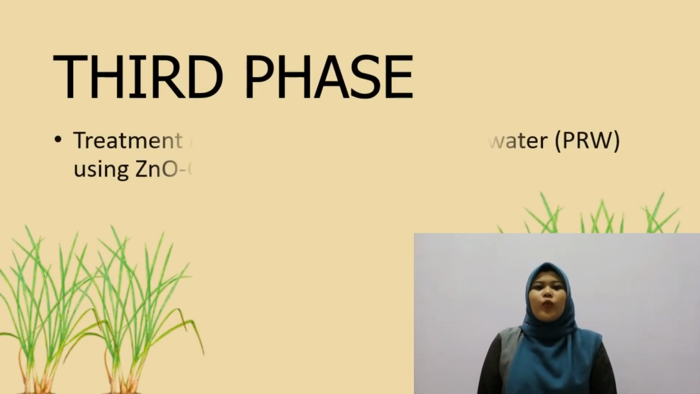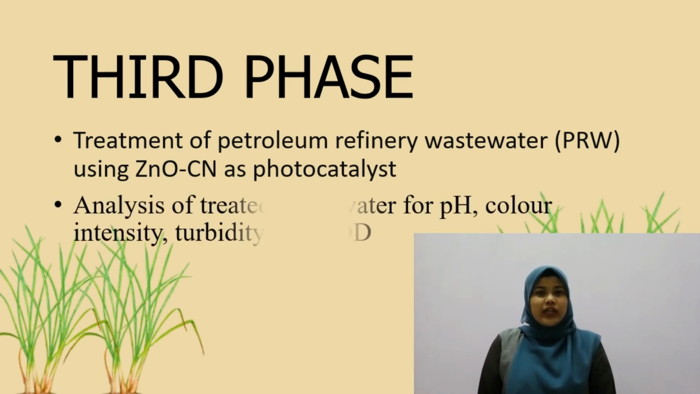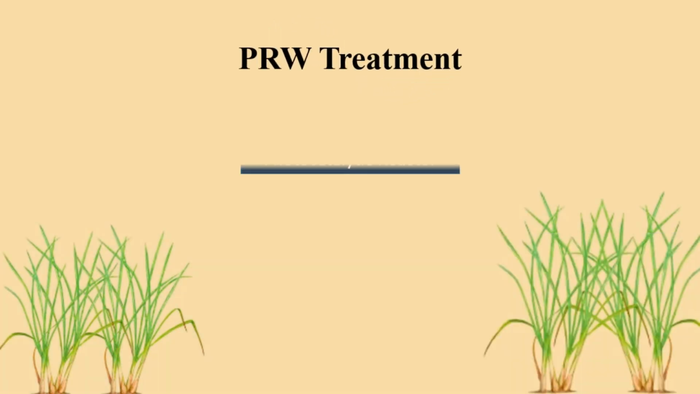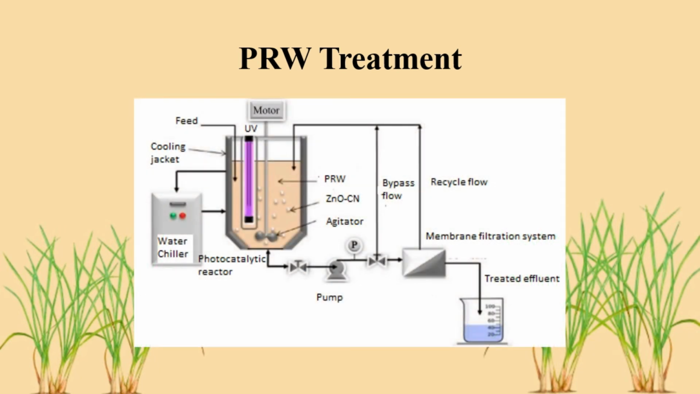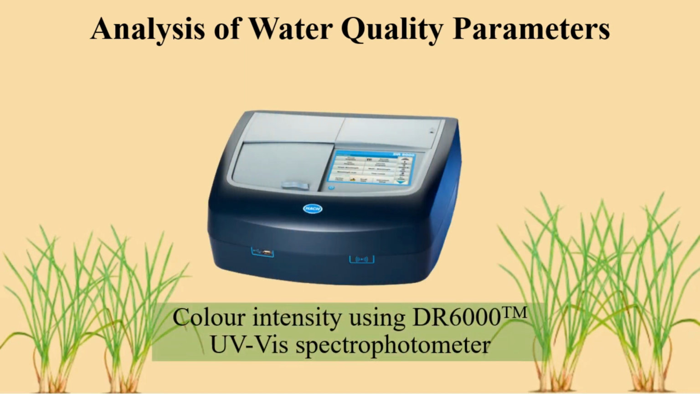Lastly, the third phase consists of petroleum refinery wastewater (PRW) treatment and the analysis on the treated wastewater. For wastewater treatment, we will be using a photocatalytic reactor where ultraviolet UV lamp is used to activate the photocatalyst. Shown is the schematic diagram for the reactor. The sample of treated wastewater is analyzed in terms of color intensity using DR6000 UV-Vis spectrophotometer.